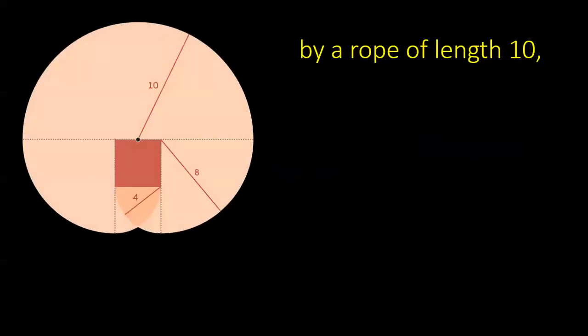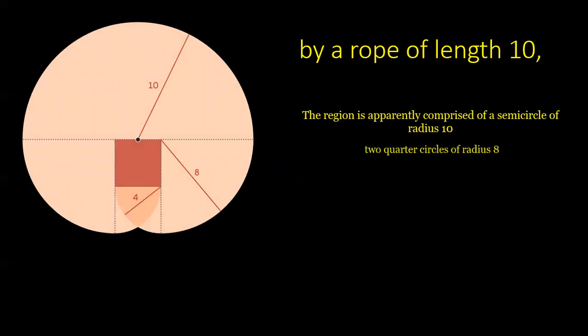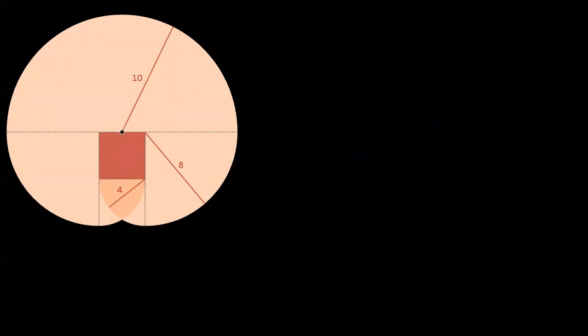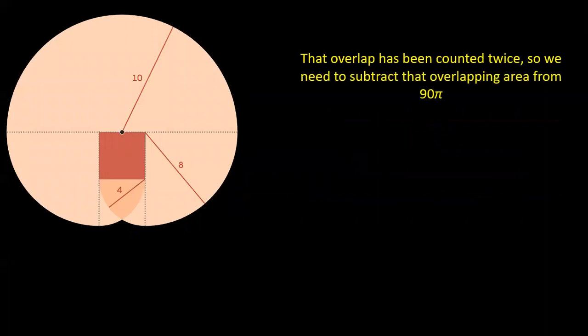For a rope of length 10, the region comprises a semicircle of radius 10, 2 quarter circles of radius 8, and 2 quarter circles of radius 4. And this has an area equal to half multiplied by pi multiplied by 10 squared, plus half multiplied by pi multiplied by 8 squared, plus half multiplied by pi multiplied by 4 squared, which is equal to 90 pi. But the last two quarter circles overlap behind the barn. That overlap has been counted twice, so we need to subtract that overlapping area from the 90 pi.